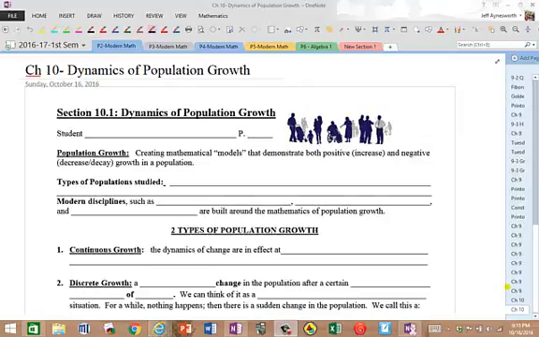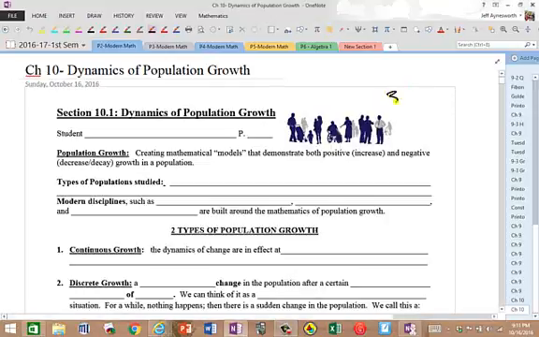Hey everybody, this is Mr. Ainsworth, and we're going to get into Chapter 10 here in Modern Math, or what's called Discrete Mathematics. And we're going to talk about the dynamics of population growth. And through this chapter, Chapter 10, that is, we're going to go through three models of population growth.